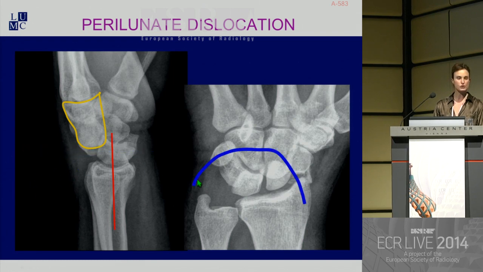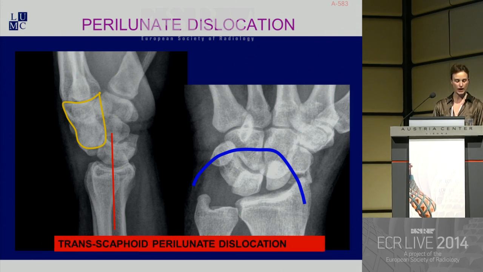There is a consensus to try to describe better these fractures and fracture dislocations. So first we have to describe the fracture, and after we will describe the dislocation. So in this particular case, we are dealing with a trans-scaphoid perilunate dislocation.